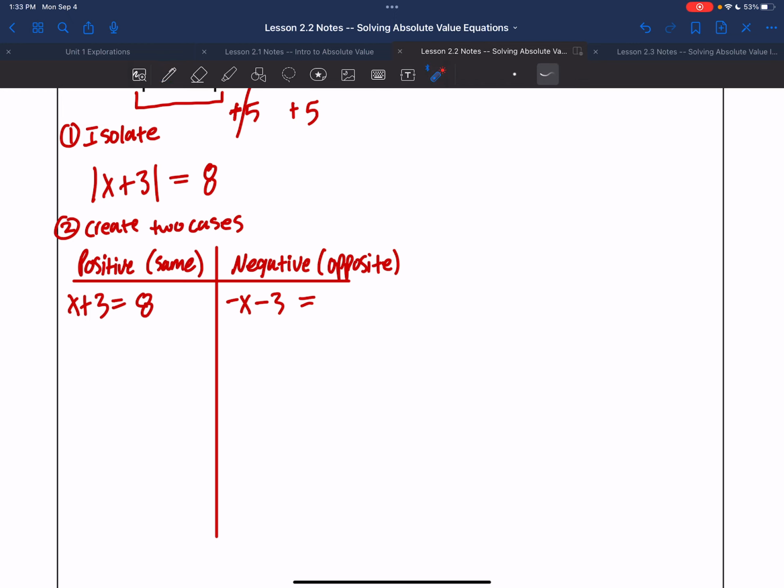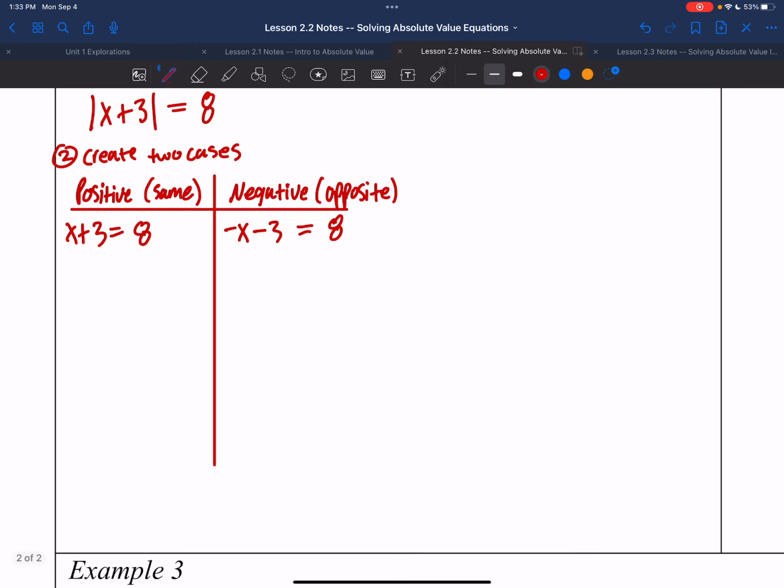You see, 8 isn't in bars. Only these are in bars. So the 8 stays the same. That sign does not change.